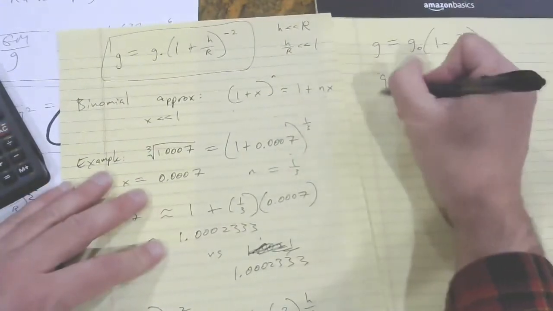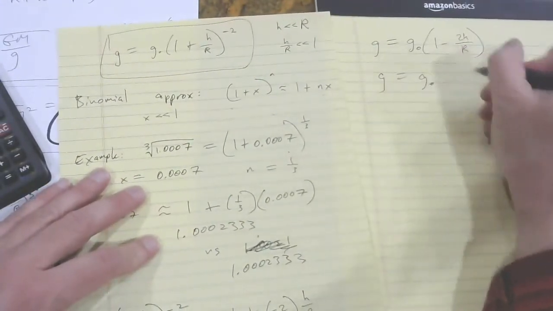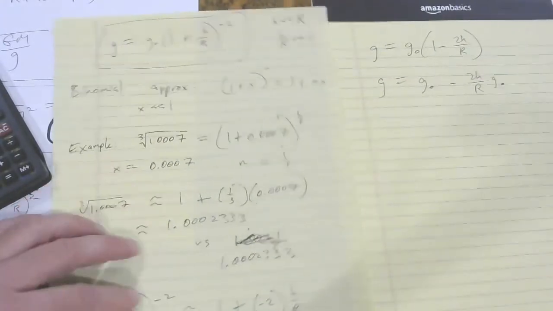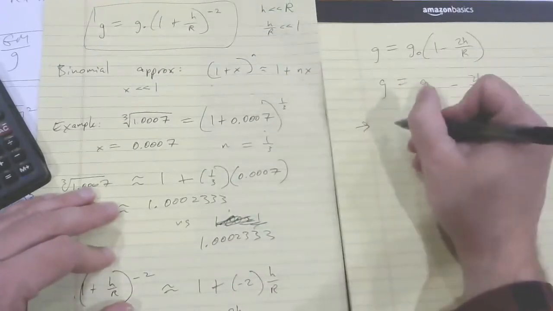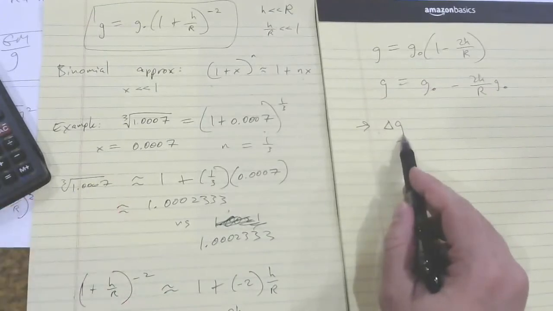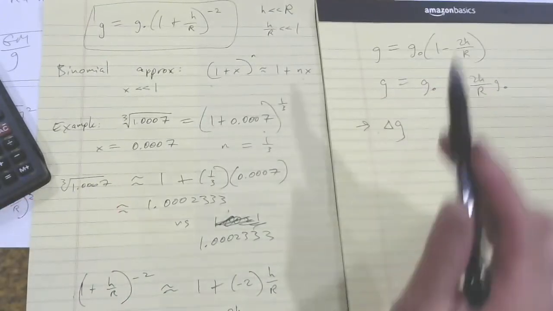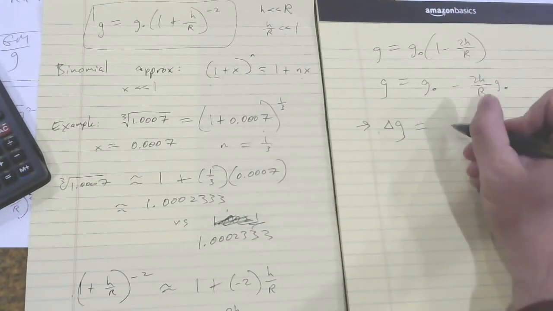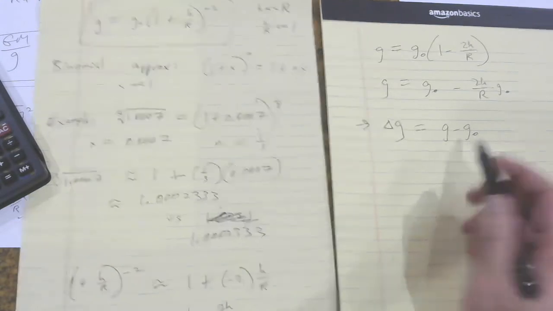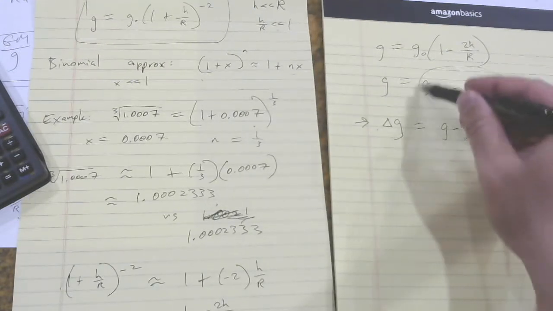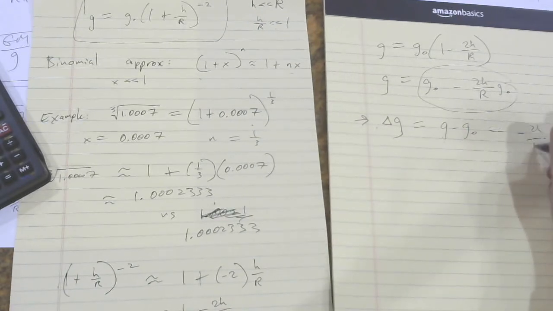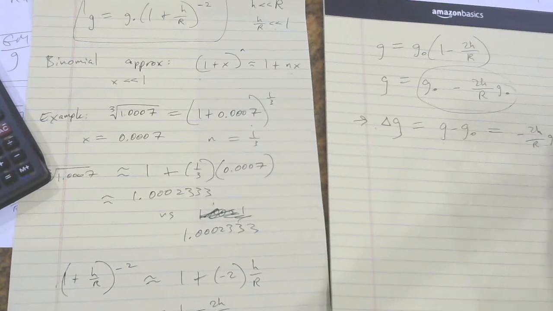Now, if I go ahead and distribute the g naught, that's g naught minus 2h over r times g naught. And that means that the change, which I'll call delta g, the change in this free fall acceleration as you climb a mountain, would be g minus g naught. It's your final value of g minus what you would have for g at the surface. Take this expression for g and subtract g naught, and you're just left with the second term, -2h over r times g naught.